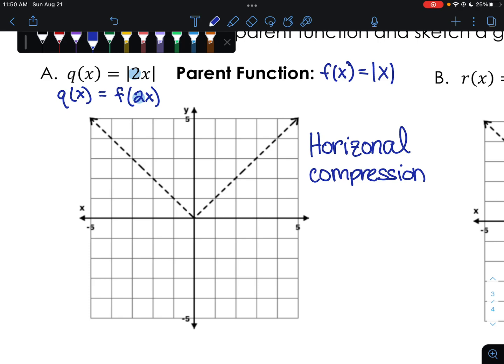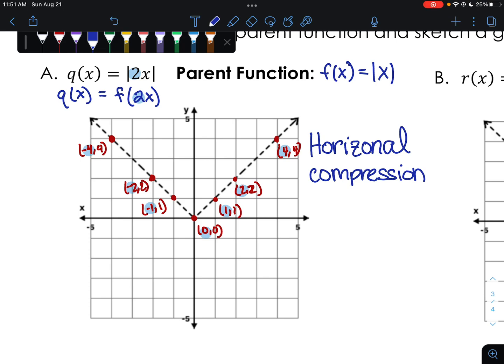So I have the following points. I have 0, 0 for that point. This point right here would be 1, 1. Then 2, 2. And then I'm going to jump to 4, 4. And I have the same points but negative values over here. So negative 4, 4. This would be negative 2, 2. And this right here would be negative 1, 1. So I'm going to divide each x value by 2.